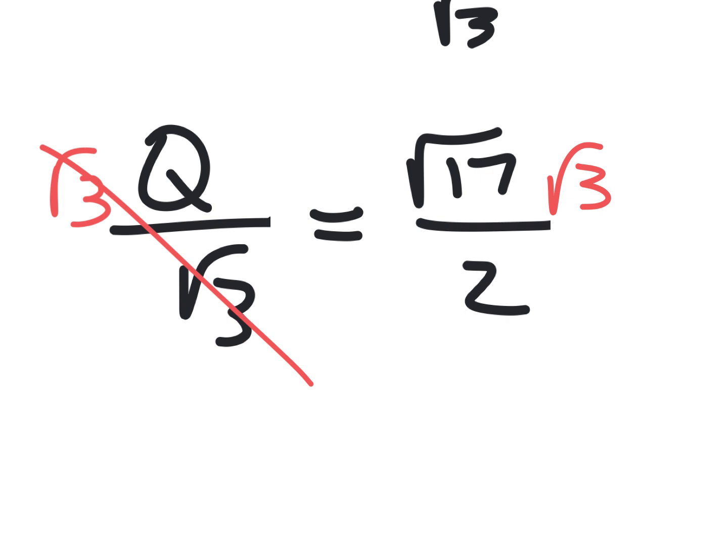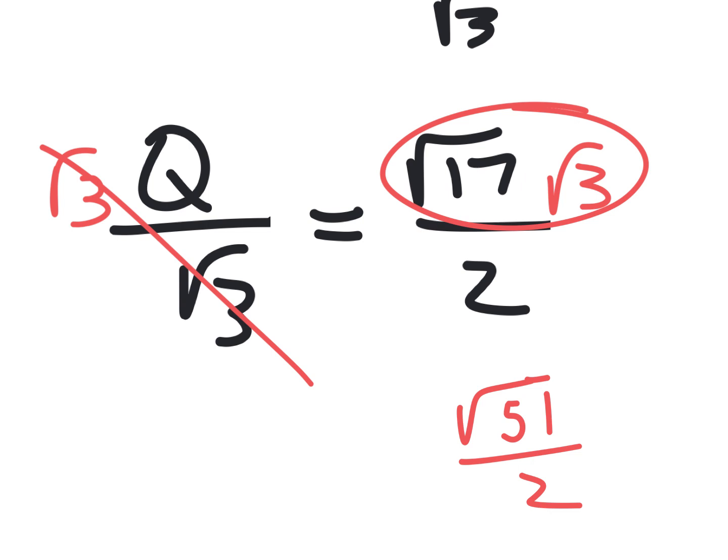Yes, it'd be better if you multiplied those out, because root 17 and root 3 can make root 51. Root 51 over 2 is better. I don't think I would mark that wrong on the test, but that's better.